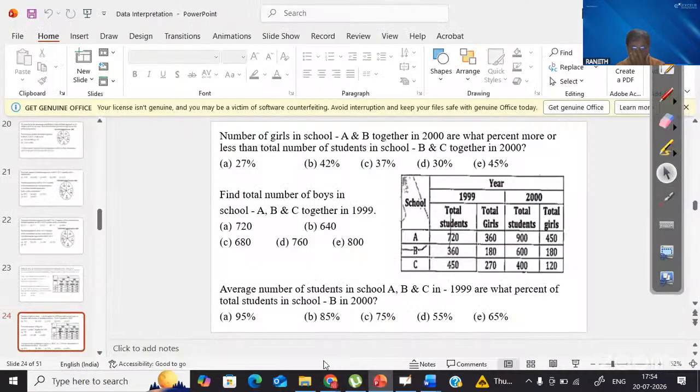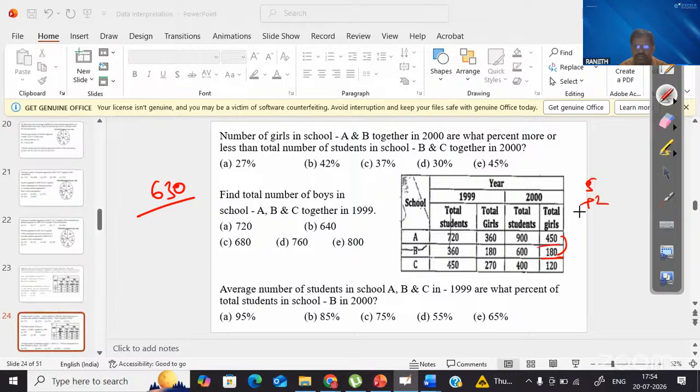Number of girls in school A and B together in 2000. Already the number of girls is given. So 450 and 180 will be equal to 630. Number of girls A and B together in 2000, girls will be equal to 450 and 180, 9 fives are, 9 twos are. So 5 plus 2 will be equal to 7, 9 sevens are 630.